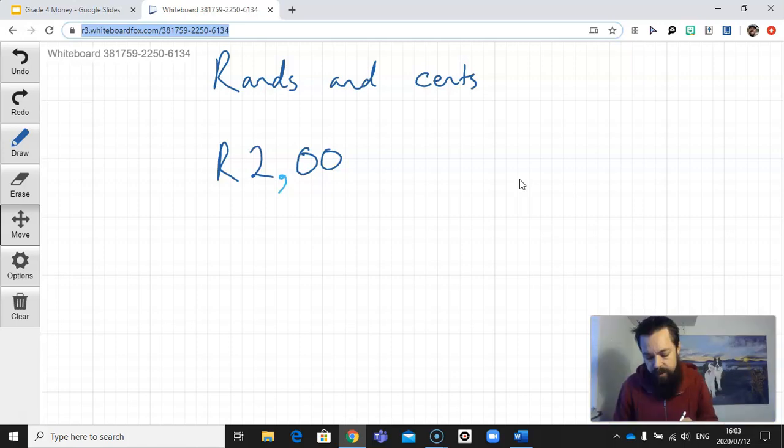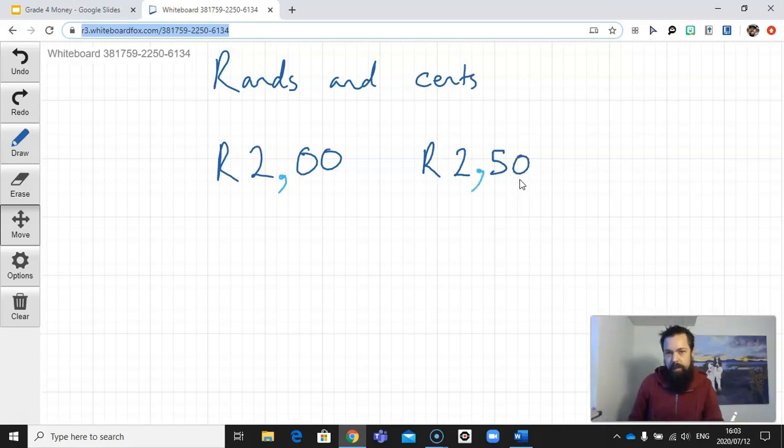What if I had something like this? 2,50. Well, that we read as 2 Rand and 50 cents. So everything that comes after the comma is the cents, and everything that comes before the comma is the rand.